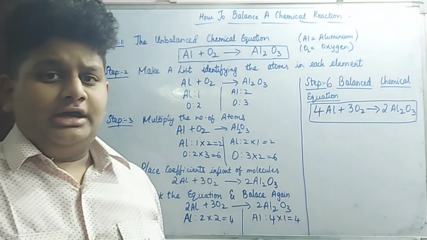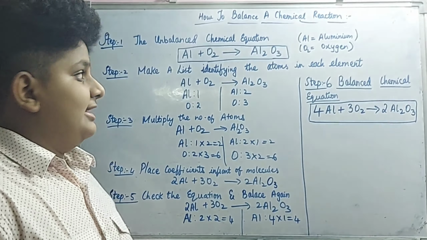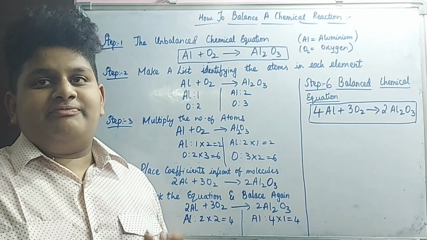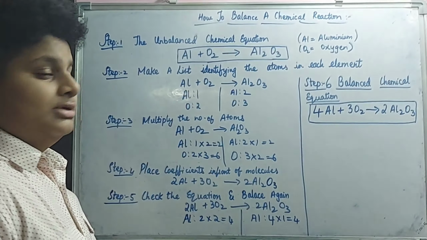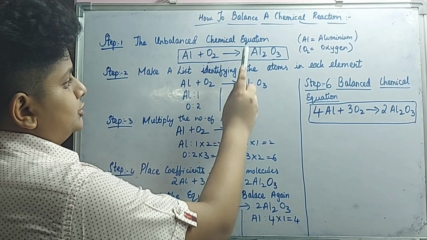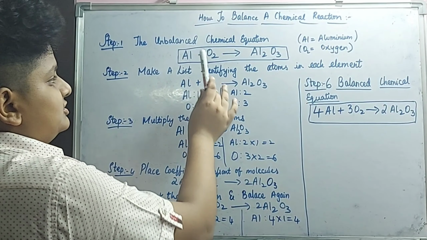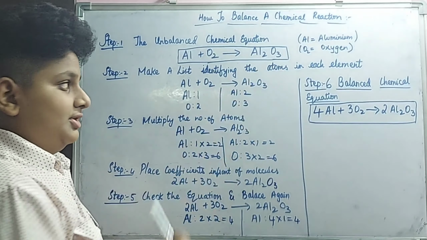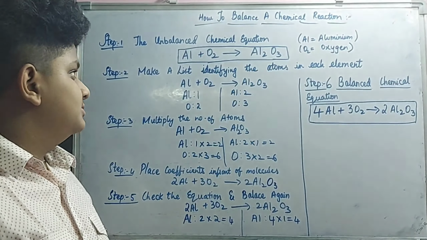Let us now see how to balance a chemical equation. Here is an example, and let's see step 1. Step 1: write the unbalanced chemical equation. The equation we took is Al plus O2 goes to Al2O3. Here Al plus O2 is the reactant and Al2O3 is the product. Al means aluminium and O2 means oxygen.